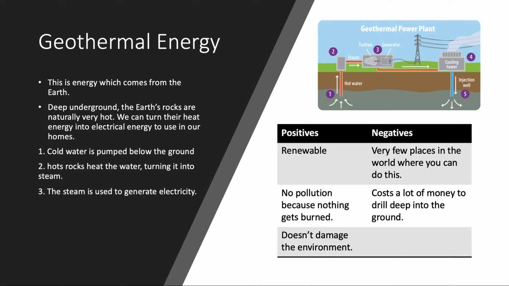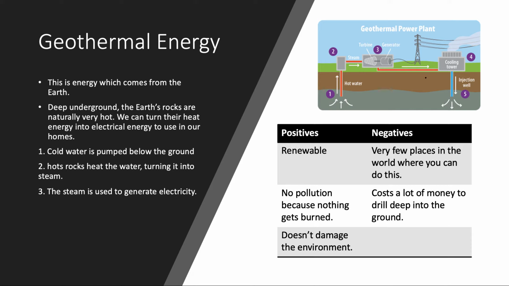So again, this heat energy is turned into electrical energy, and the way that it does this is that cold water is pumped underground. The hot rocks heat the water and turn it into steam, and the steam is used to generate electricity.